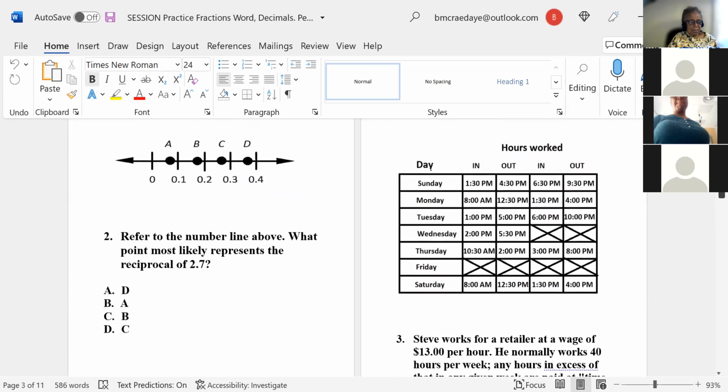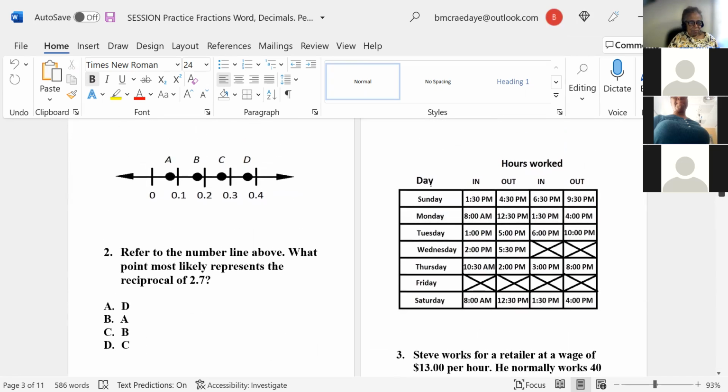Now, there's a number line. Refer to the number line above. What point most likely represents the reciprocal of 2.7? Now, what does reciprocal mean? Go ahead, Mercedes, you're saying it.